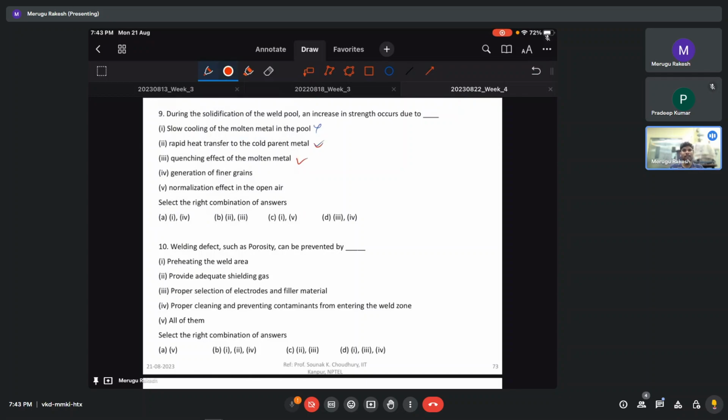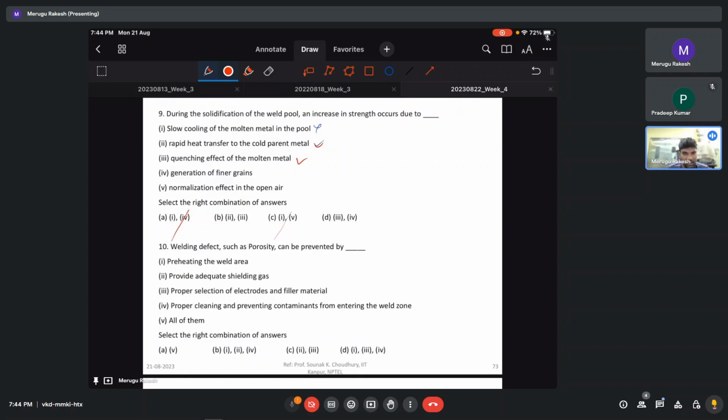I think in the previous section I have explained this. We'll come across it very often, like finer grains are produced in casting if the molds are made of metals. Okay, that is the quenching effect that is going to happen. So two and three are correct. One is wrong. Two and three correct. Then let us see the other options.